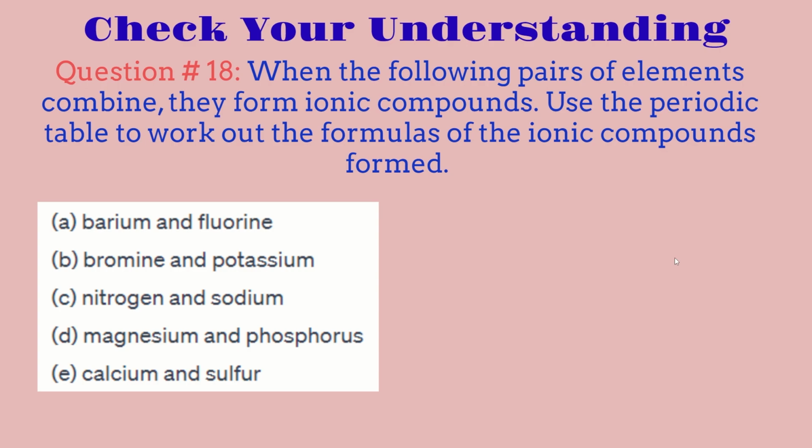For question number 18, when the following pairs of elements combine, they form ionic compounds. So use the periodic table to work out the formulas of the ionic compounds formed. For the first one we have barium and fluorine, for the second one we have bromine and potassium, for the third one we have nitrogen and sodium, for the fourth one we have magnesium and phosphorus, and for the last one we have calcium and sulfur.